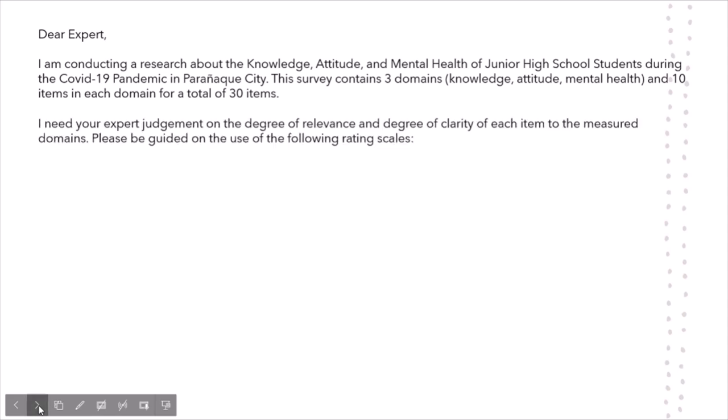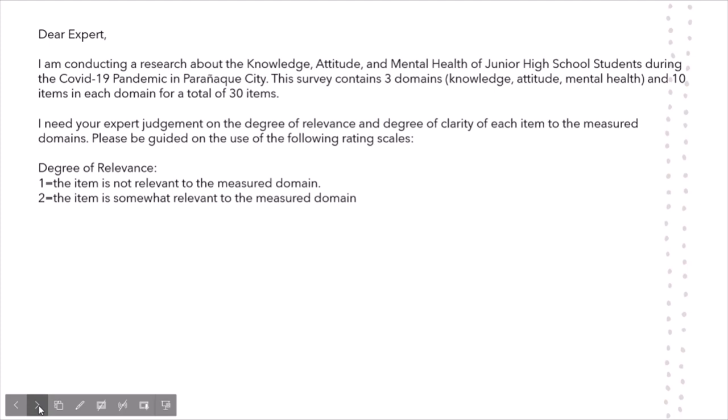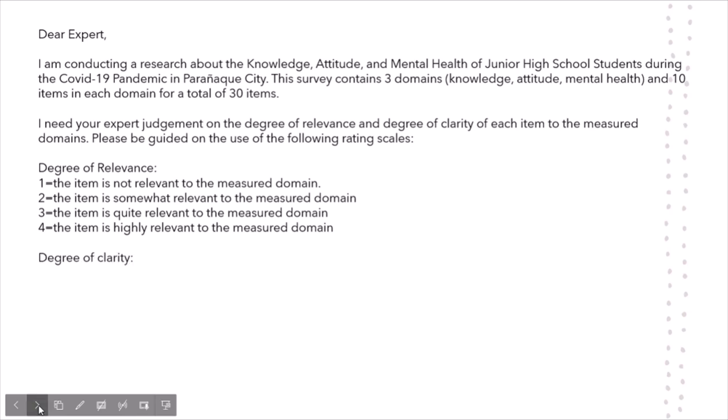I need your expert judgment on the degree of relevance and degree of clarity of each item to the measured domains. Please be guided on the use of the following rating scales. Degree of relevance. 1. The item is not relevant to the measured domain. 2. The item is somewhat relevant to the measured domain. 3. The item is quite relevant to the measured domain. 4. The item is highly relevant to the measured domain.